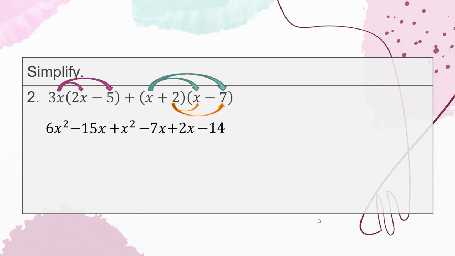And lastly, we will combine like terms. 6x squared plus x squared, remember there's an understood 1 coefficient here. So when we combine like terms, we add the coefficients and keep the variable part. So that gives us 7x squared. And we have minus 15x minus 7x plus 2x. So we have 3 like terms there to combine. So negative 15 minus 7 would give us negative 22. Add 2, we get negative 20. So keep the variable part. Combining all 3 of those gives us negative 20x. And then we'll bring down our minus 14.